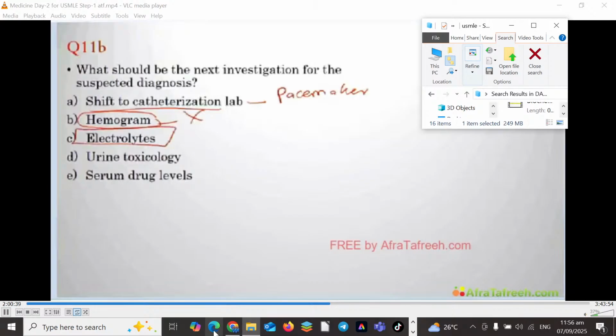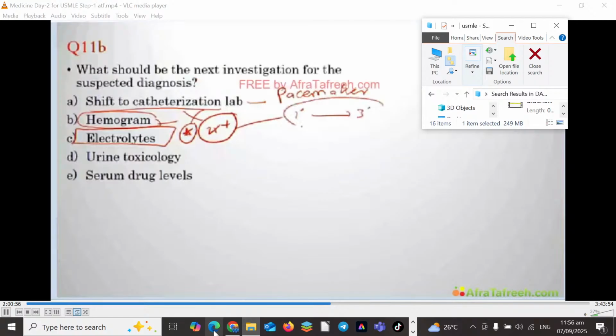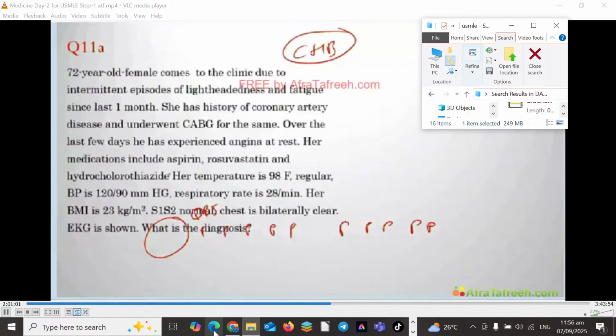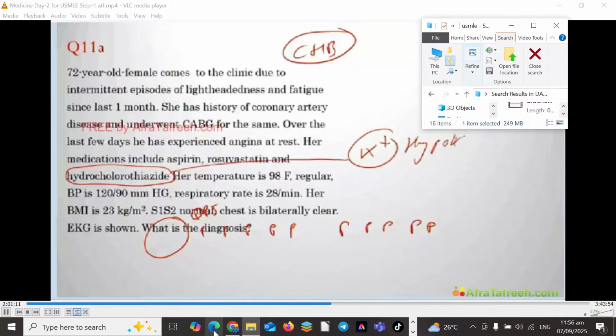Electrolytes are very, very crucial. Potassium in particular can result in a variety of heart blocks. It can cause first degree heart block up to a third degree heart block. So from a first degree heart block to a third degree heart block can be caused by hypokalemia. Also, this patient is already receiving hydrochlorothiazide. So she will lose potassium and develop hypokalemia. So evaluating the electrolytes becomes very crucial.